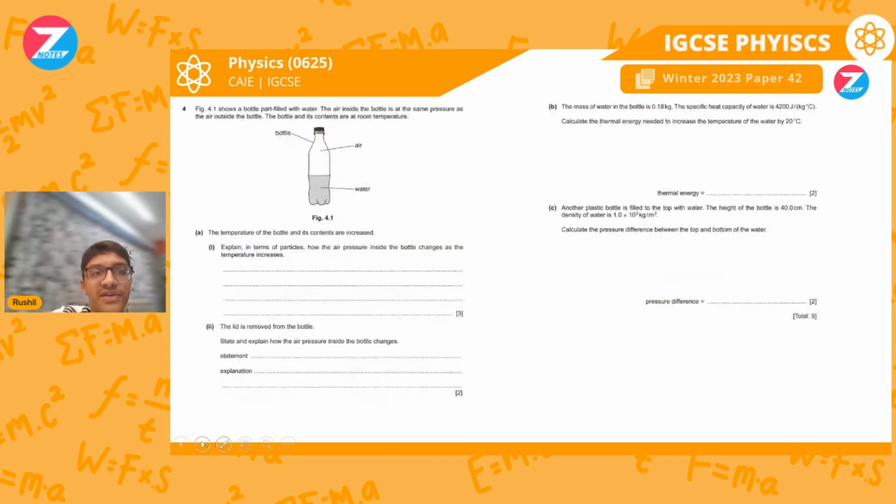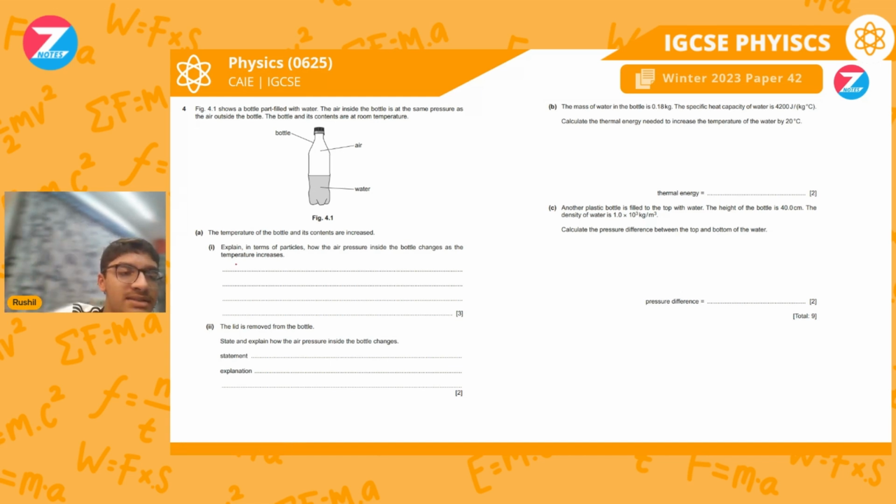Next, figure 4.1 shows a bottle part filled with water. The air inside the bottle is at the same pressure as the air outside the bottle. The bottle and its contents are at a room temperature. The temperature of the bottle and its contents are increased. Explain in terms of particles how the air pressure inside the bottle changes as the temperature increases.